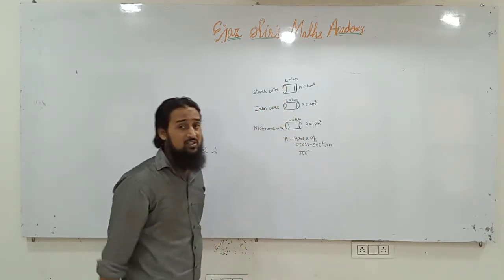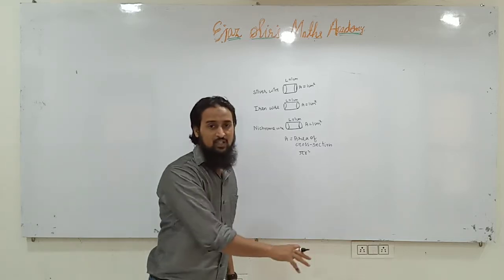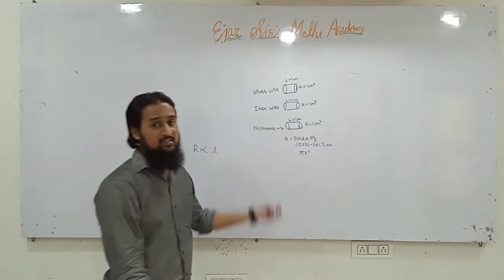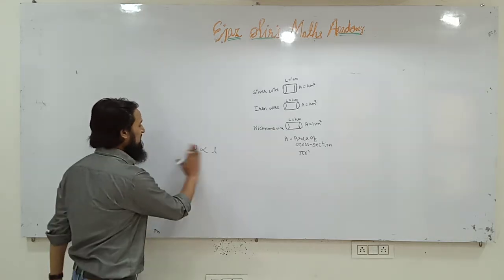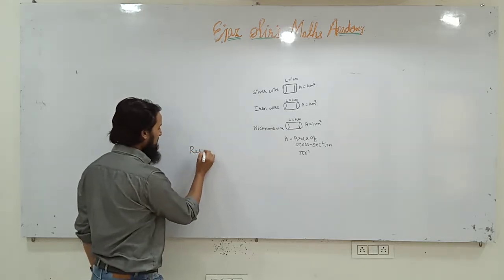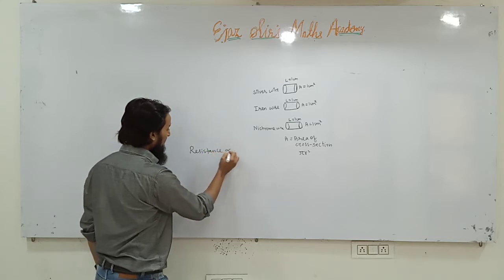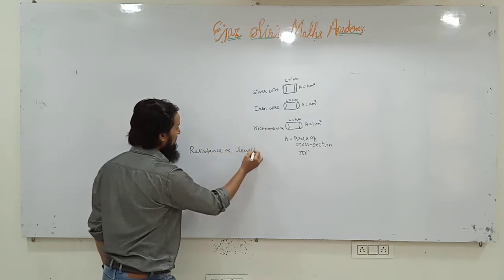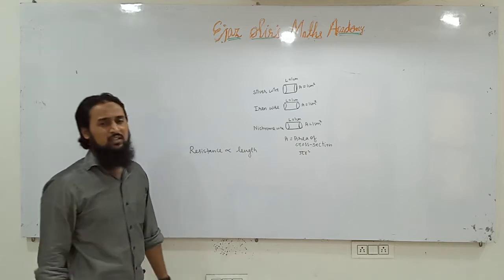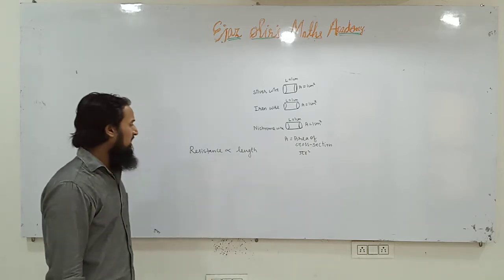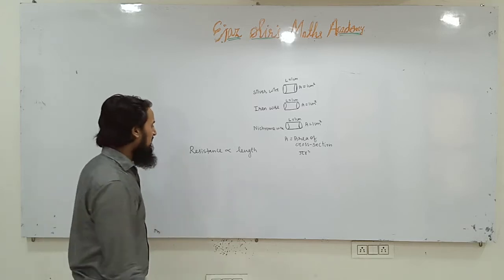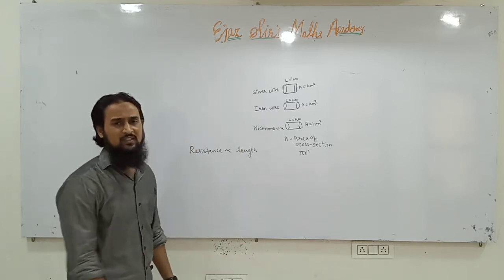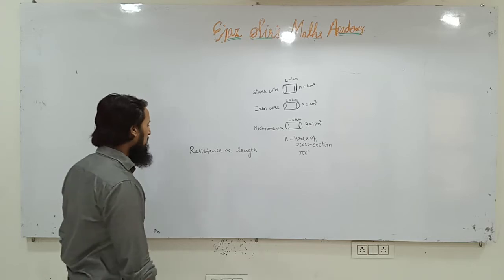Now see, we are studying what resistivity is. It is not resistance. It is resistivity. See, we know resistance is directly proportional to length of the conductor. The greater the length of the wire, the greater will be the resistance. If the length of a wire is short, then its resistance also will be short. If the length of a wire is long, then its resistance also will be more.